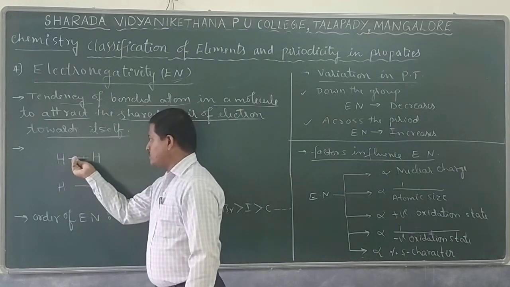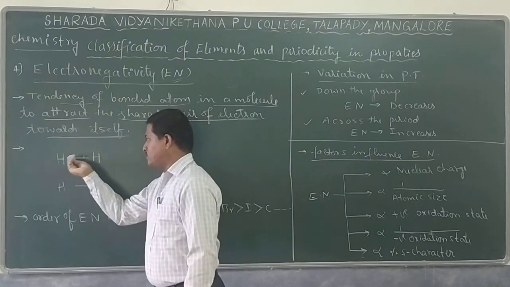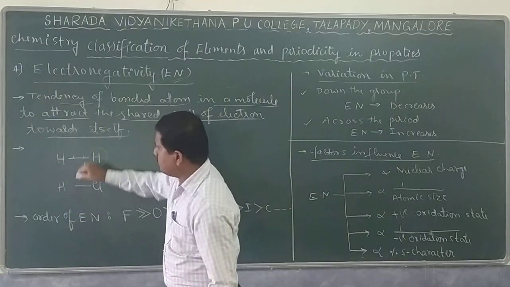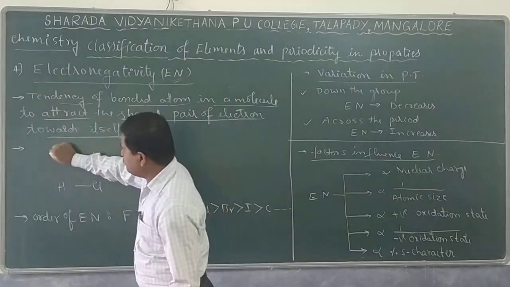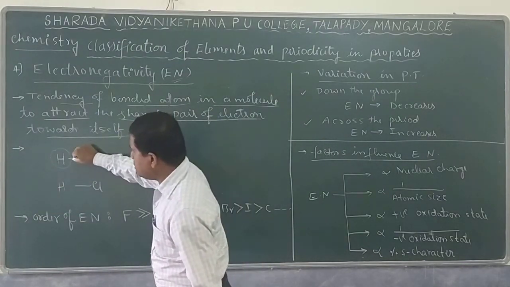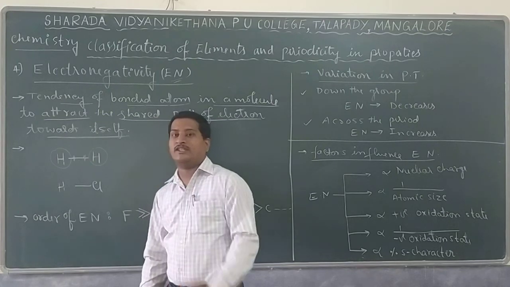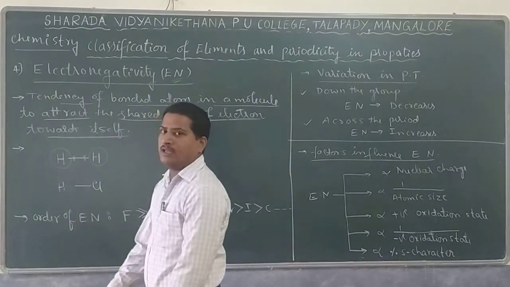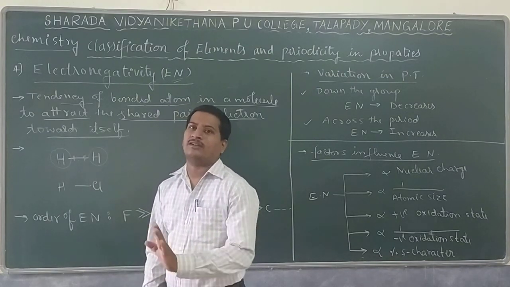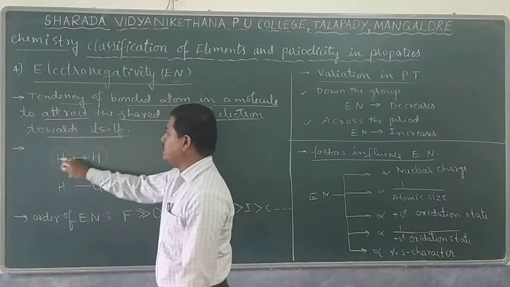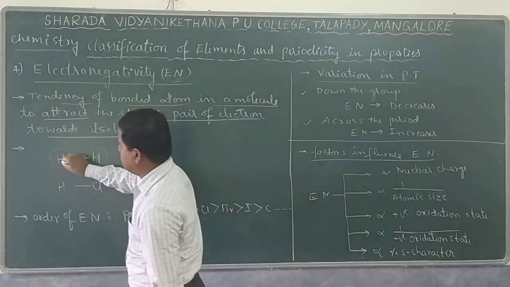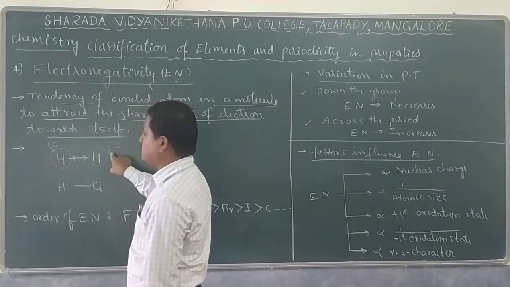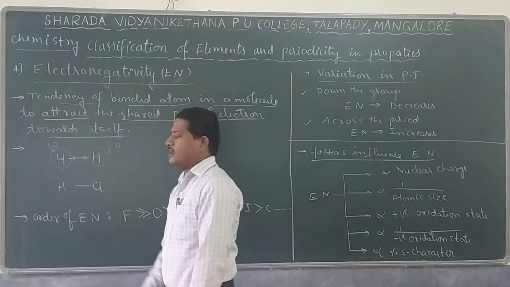Since these two electrons are placed equidistant between the nuclei of the atoms, because here the atom present is hydrogen, nuclear charge is same, here also hydrogen, nuclear charge is same. So these two electrons are placed equidistant, so force of attraction is equally observed. So in this case, the electronegativity concept is not applied, or we can say electronegativity is cancelled out, because this hydrogen now shows zero charge and this will show zero charge. So in this case electronegativity cancels out.